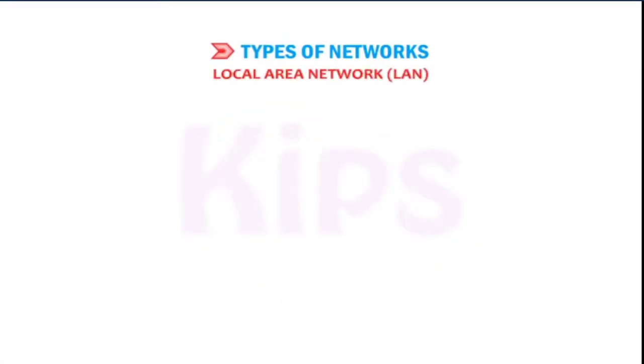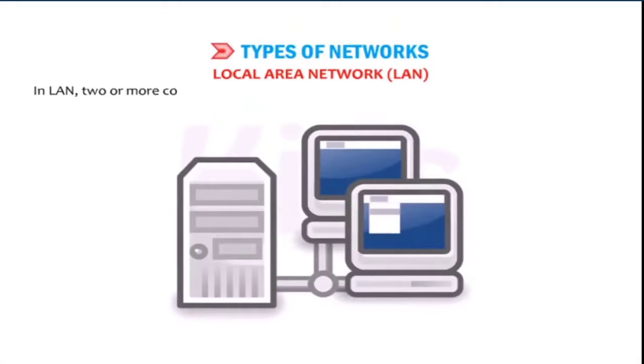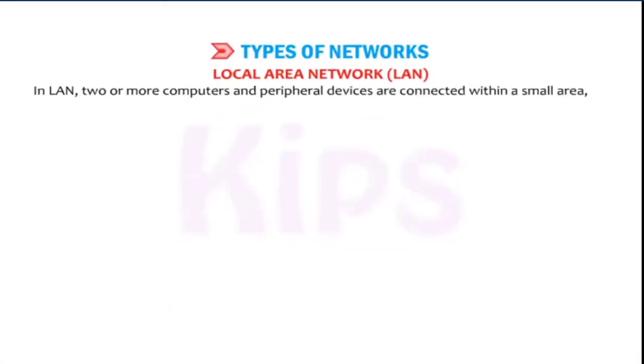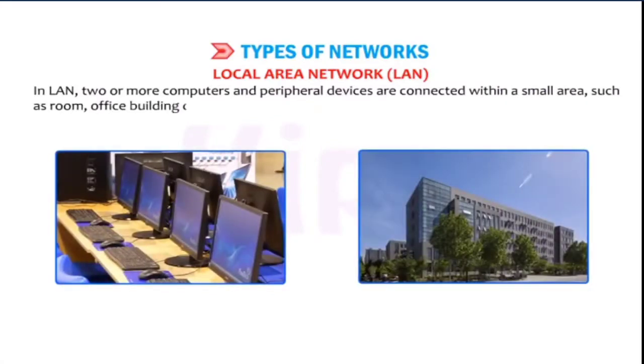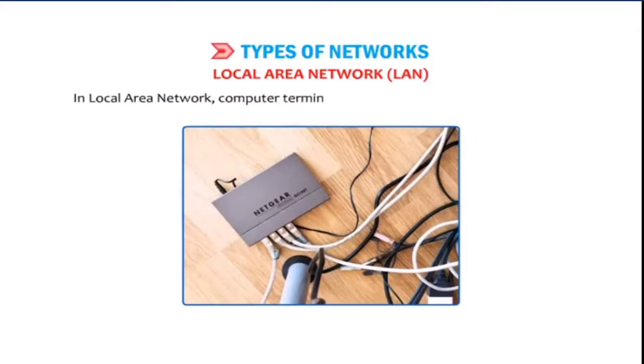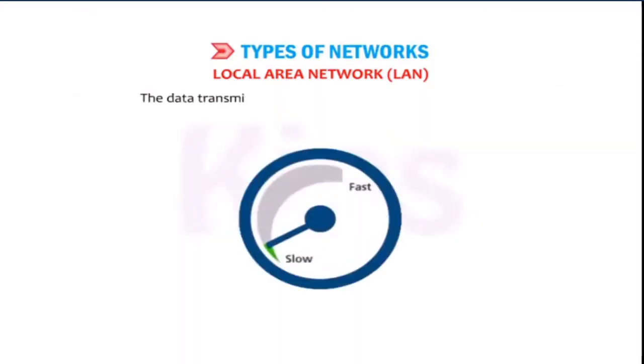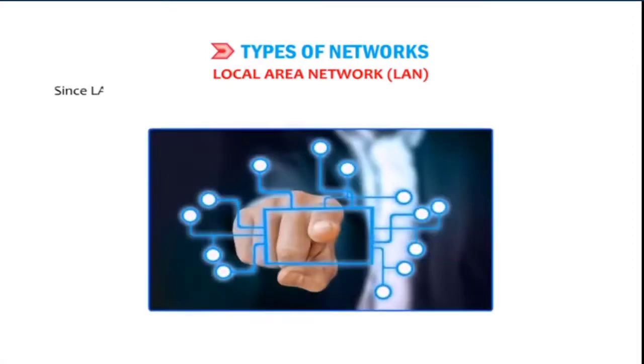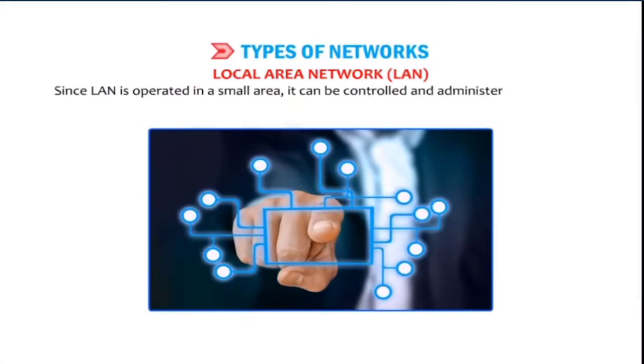Local Area Network, LAN. In LAN, 2 or more computers and peripheral devices are connected within a small area, such as a room, office building or a campus. In a local area network, computer terminals are physically connected with wires. The data transmission speed is slow as compared to WAN. Since LAN is operated in a small area, it can be controlled and administered by a single person or an organization.